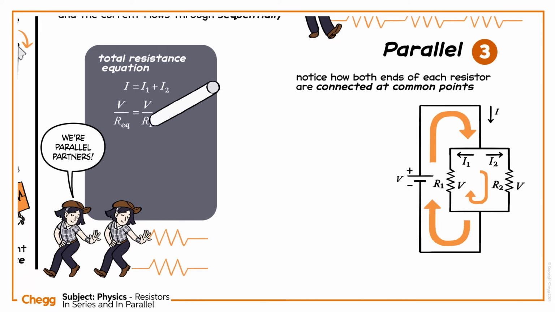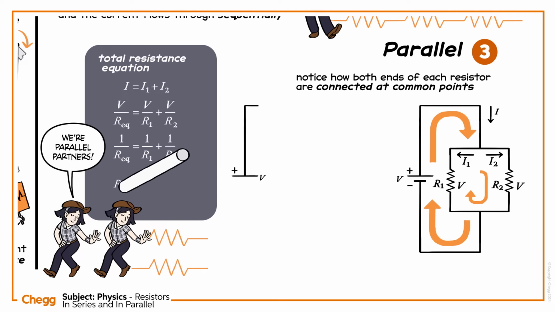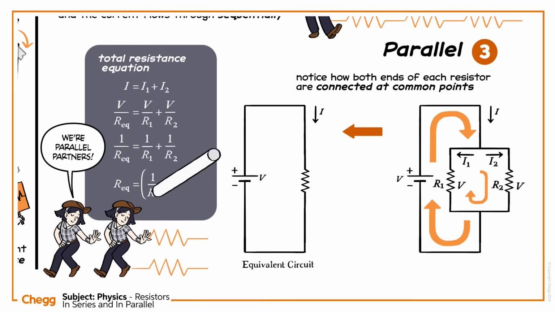Ohm's law taught us that I is equal to V over R, so we can swap each I for V over R. Divide everything by V, showing that 1 over the total resistance is equal to 1 over R1 plus 1 over R2.